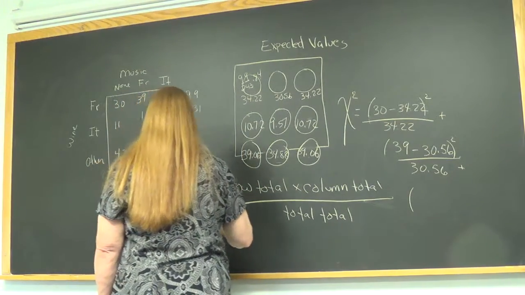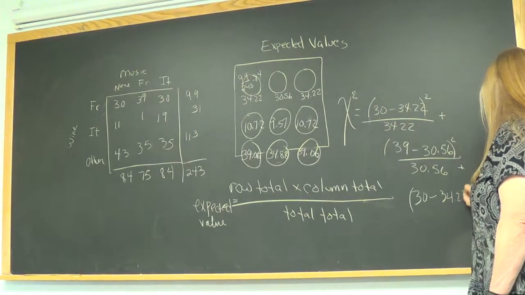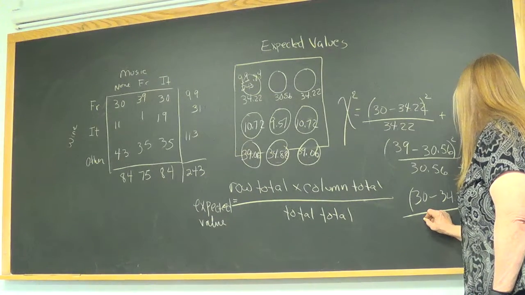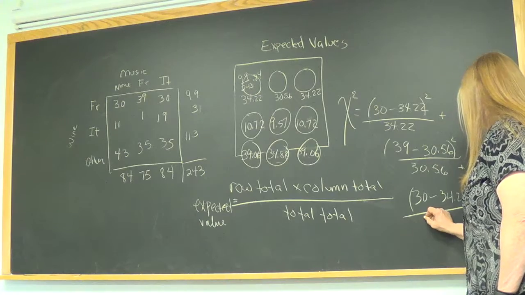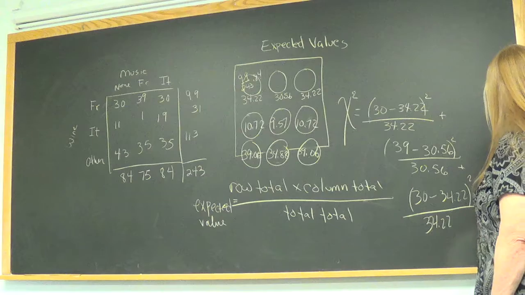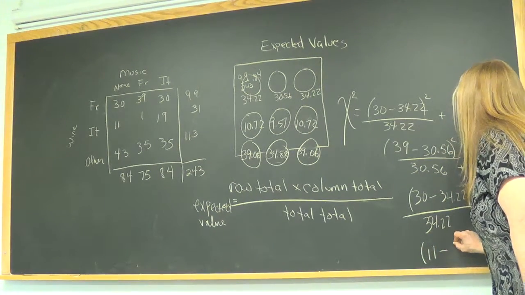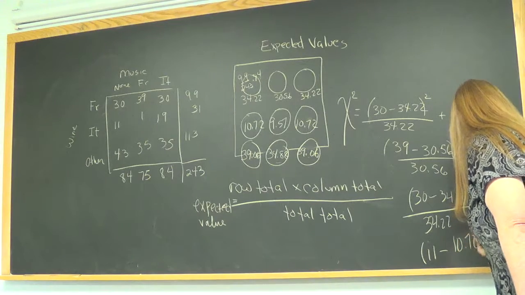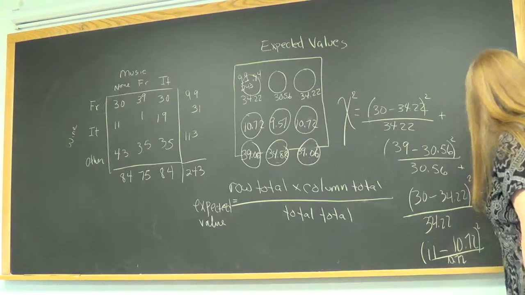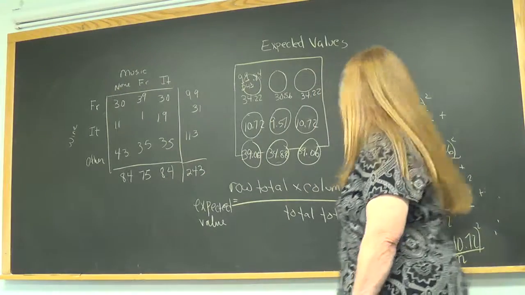All right, Kevin? 30 minus 34.22, squared over the expected. All right, Bree, the next one. 11 minus 10.72 squared over 10.72. All right, I'm done. How about you? Yeah, I'm also done. All right. Dot dot dot. Can you give me the last one, Shannon, from, say, this spot right here?